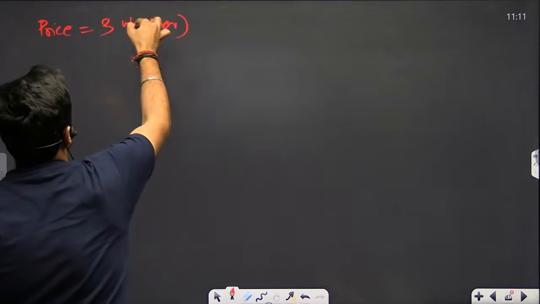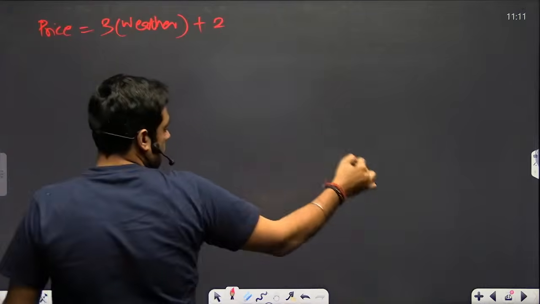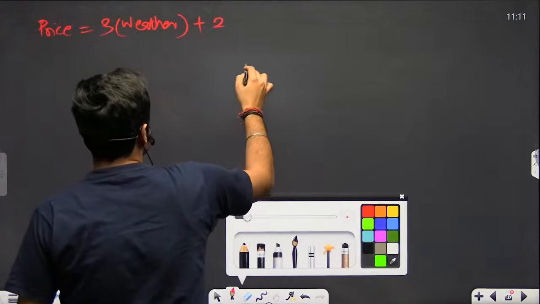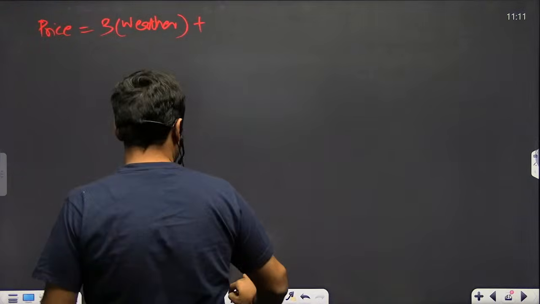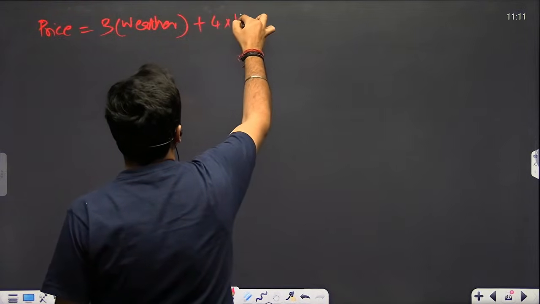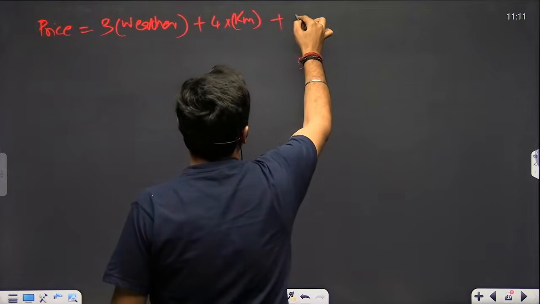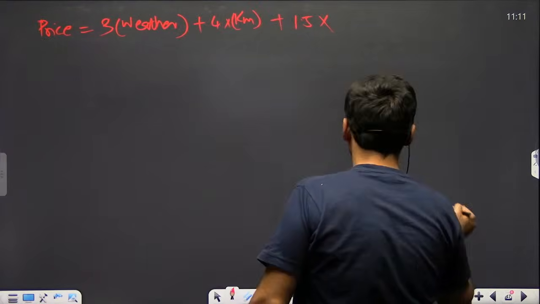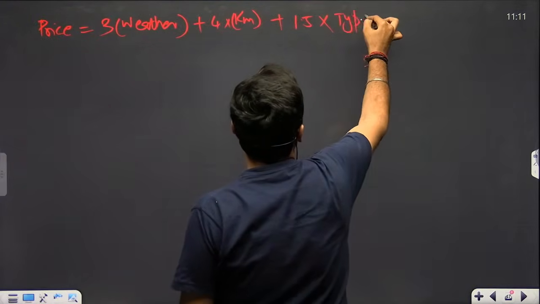Just for an example, 3 into weather plus 2 into kilometers. So plus not 2, so I can just take 4 into kilometers, and plus 1.5 into type of vehicle.